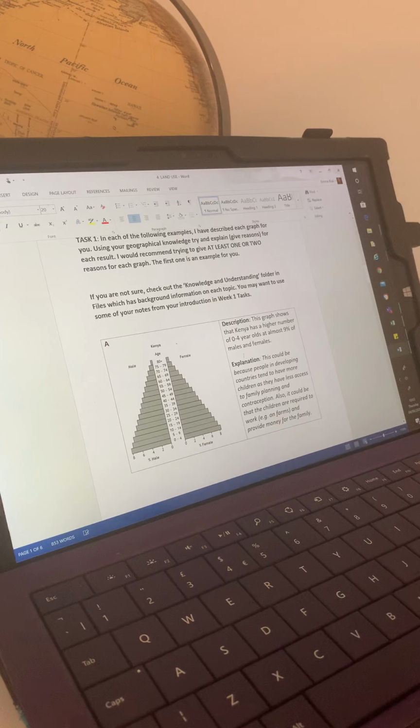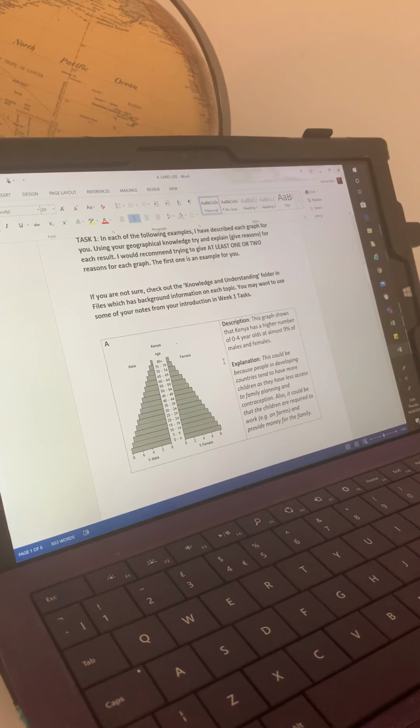So the first one is a population pyramid of Kenya, and it shows you that in Kenya there are a high number of 0 to 4-year-olds. So there's a lot of children. So the explanation should be then given, well, why is it that they're having lots of children? So it could be that in developing countries they've got more children as they've got less family planning, less contraception, so that would be worth a mark. It could be that the children are required to work and provide money for the family, so that would be worth a mark. I've only done 2.